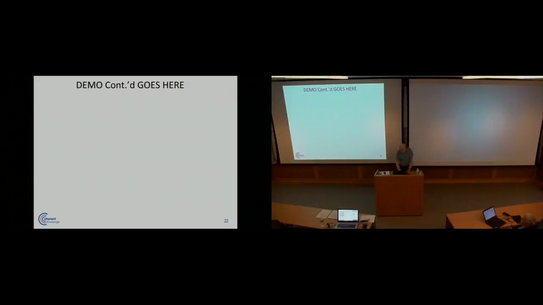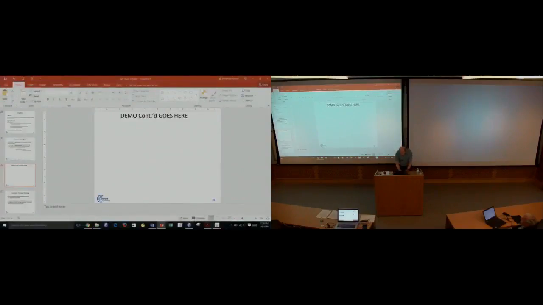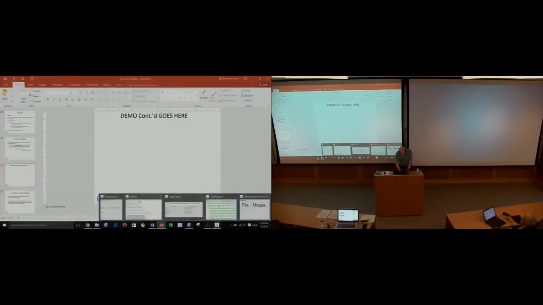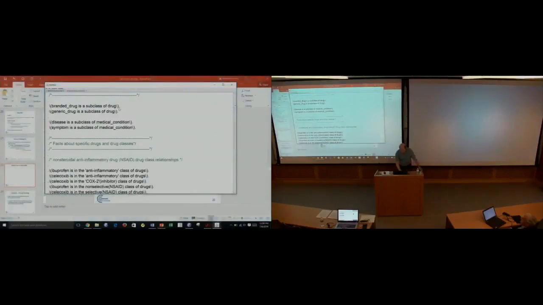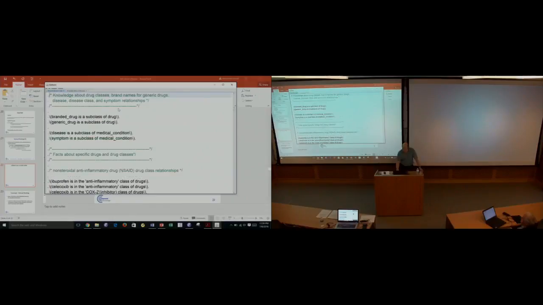Okay, so back to the knowledge base that we were running earlier. So we see that there's different kinds of knowledge. It could be ontological, like branded or generic drugs or subclass of drug, or disease and symptom or subclasses of medical condition. It could be specific facts about specific drugs and drug classes.